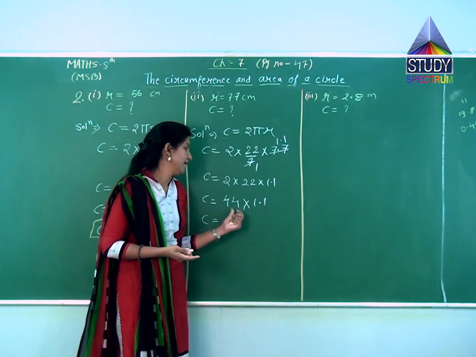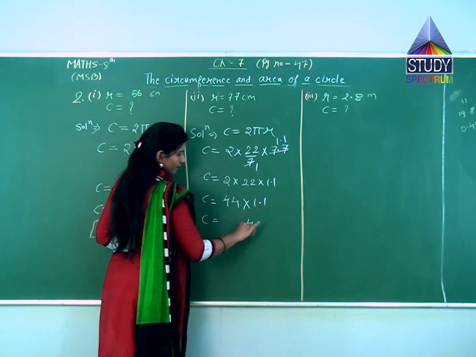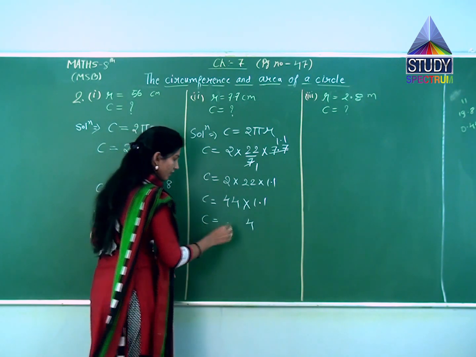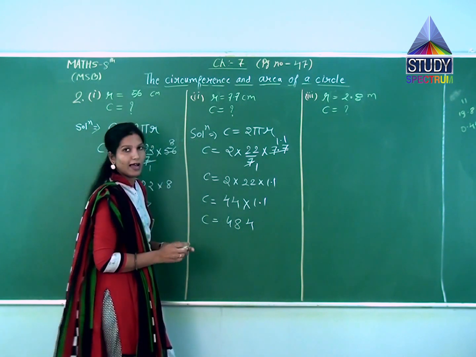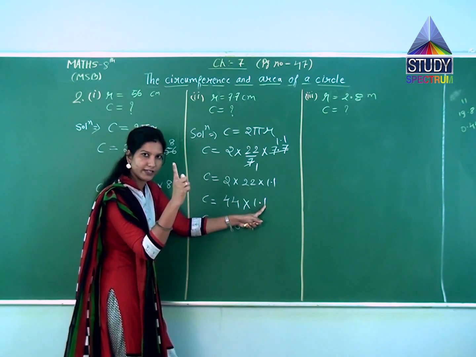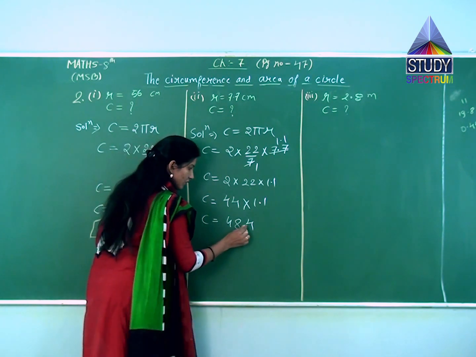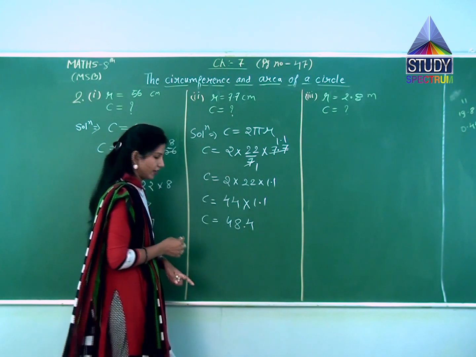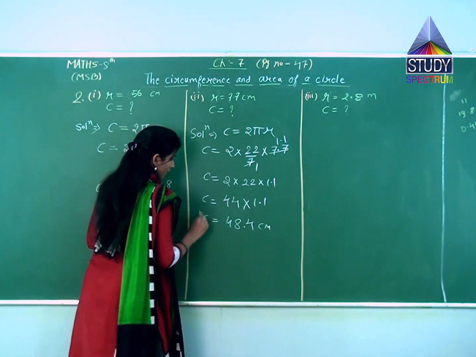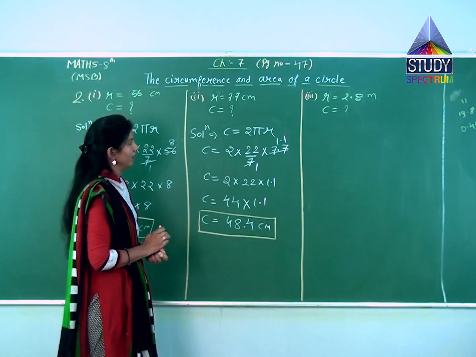I will simply multiply 44 and 11 and then put the decimal. 11 4s are 44. 4 carries. 11 4s are 44. 44 plus 4, 48. Now I have to put the decimal. Here after decimal there is only one digit. So in the answer also there will be one digit after decimal. So the decimal will be here. And our answer for the circumference of this circle will be 48.4 centimeters. Now, the third part.